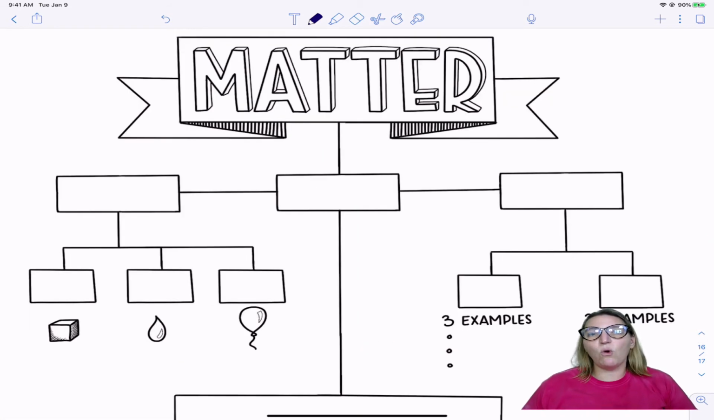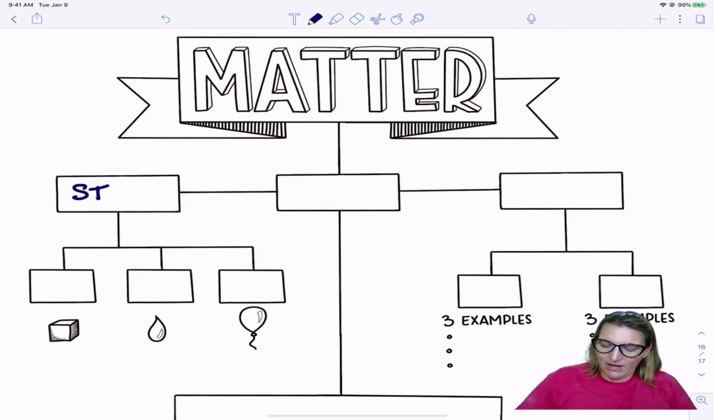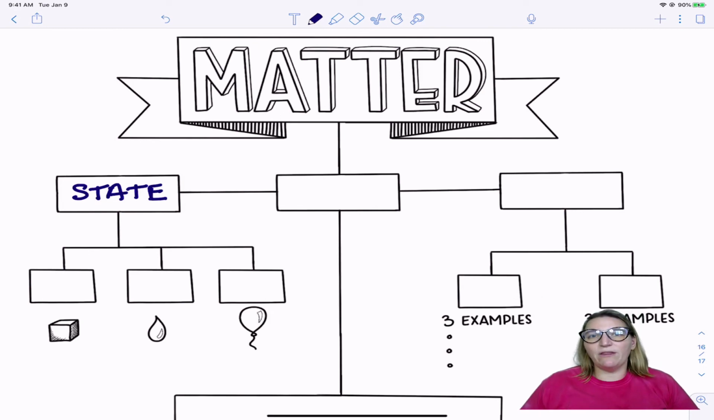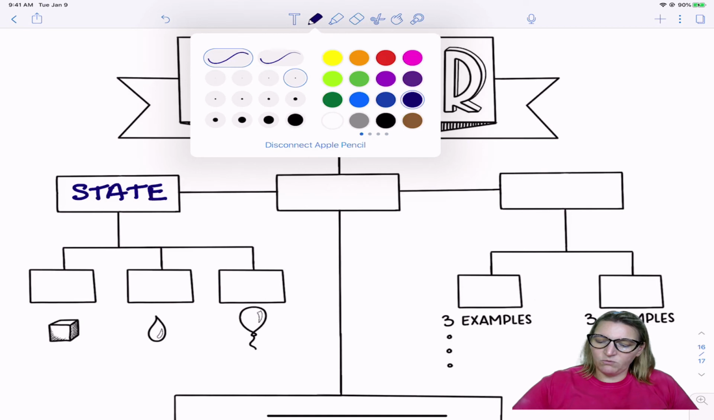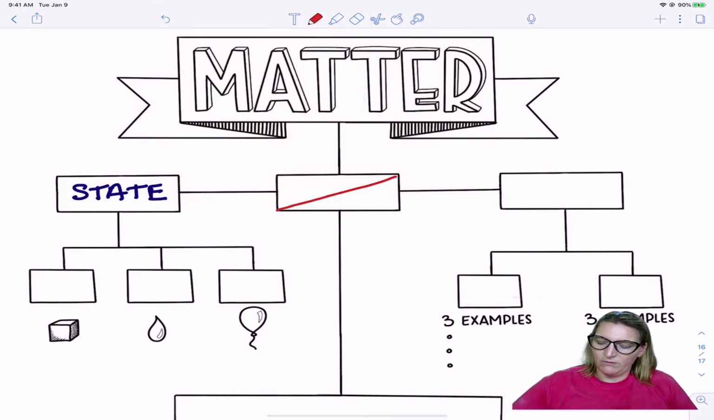Matter is what this whole chapter is about. And there's 3 different ways that you can organize matter. So the first box here would be organizing by its state. So in the 3 boxes below, what are the 3 states of matter? The next one here is purity.